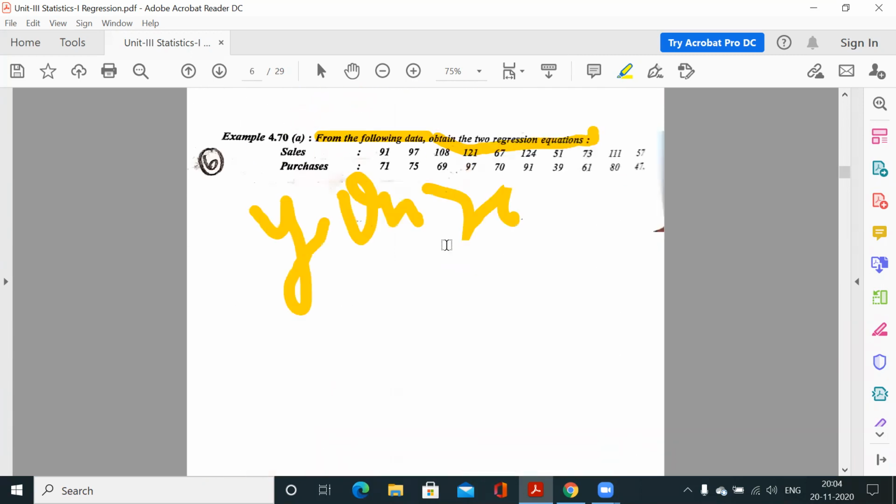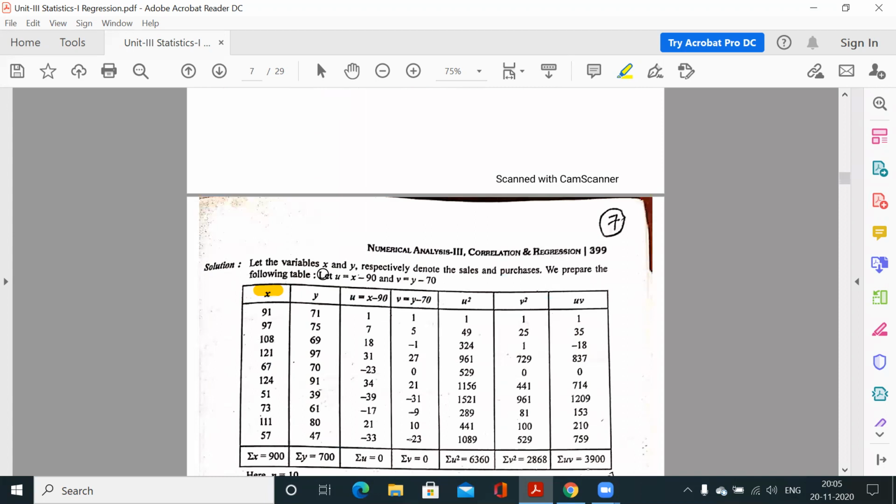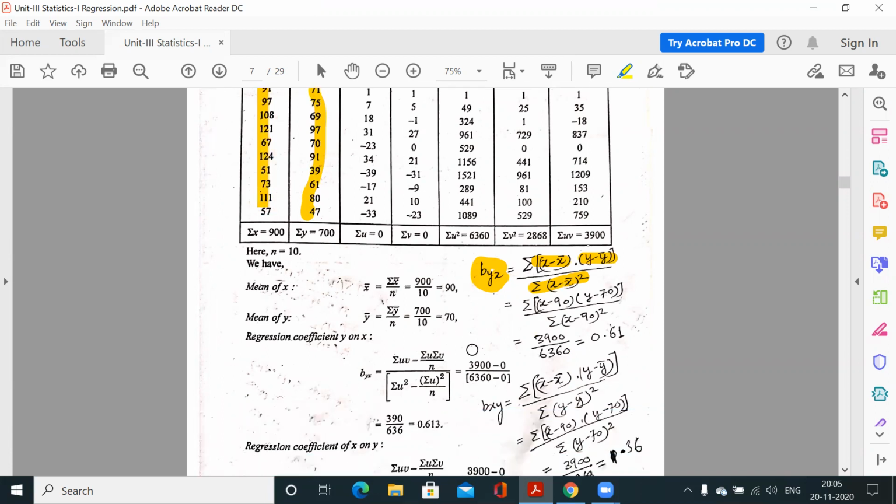Because we have to find out both equations, y on x and x on y, we have to find out b y x and b x y. So this is the data: sales and the corresponding purchases. Assume any variable as x and the second variable as y. Suppose these are sales, 91, 97, 108, and the corresponding values of purchases are the y variable. So these are purchases, these are sales. Next, write the formula.